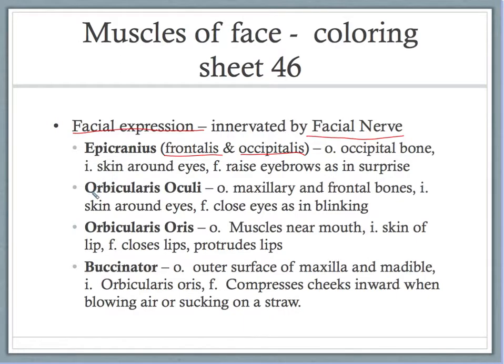Your orbicularis oculi originates at your maxillary and frontal bones, inserts at the skin around your eyes, and functions to close your eyes as if you are blinking. Your orbicularis oris originates at the muscles near the mouth, inserts at the skin of the lip, and functions to close your lip and stick your lip out, kind of like a child pouting, is what your orbicularis oris does.